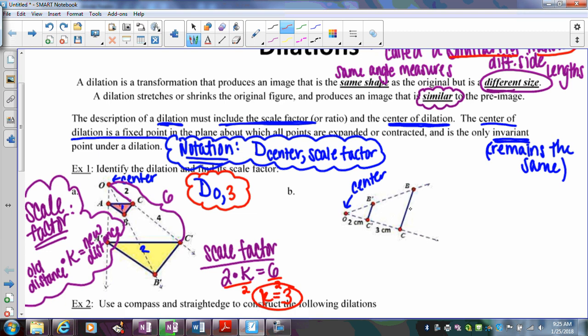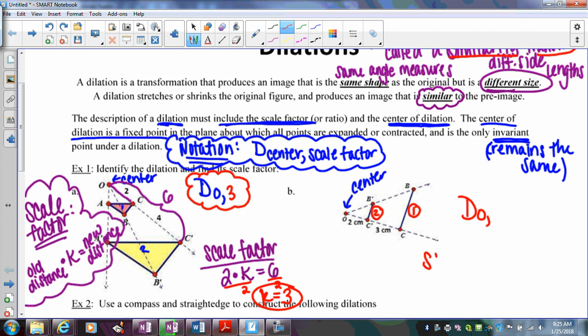So in this case, we're starting with the non-primes. So this is the pre-image. Here's the image. You can see it got smaller. So smaller meaning it should have a scale factor that's less than 1. So when it's an enlargement, you have a scale factor greater than 1. In this case, we're reducing. So essentially, you're dividing that distance. So if we go ahead, we know that the dilation will be centered at O.